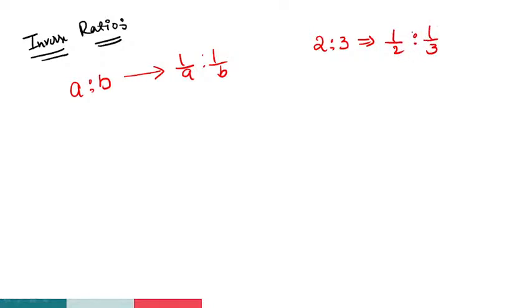Next study: inverse ratio. For example, it's a very, very important point, guys. Inverse ratio. A is to B, the inverse ratio is 1 by A is to 1 by B. For example, 2 is to 3, the inverse ratio is 1 by 2 is to 1 by 3. Just cross multiplication, so the answer is 3 is to 2 only. And 2 is to 3, the inverse ratio is how much, guys?